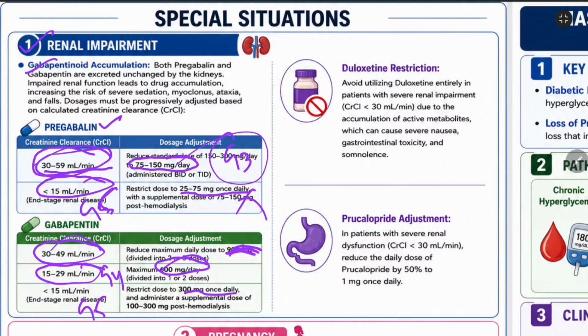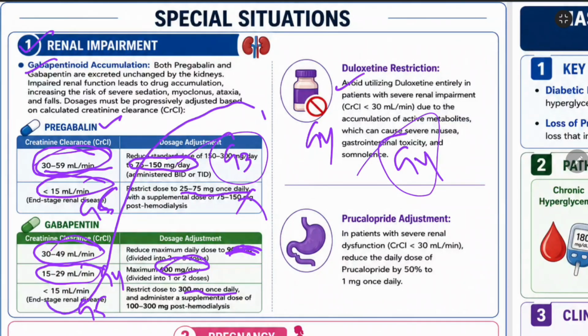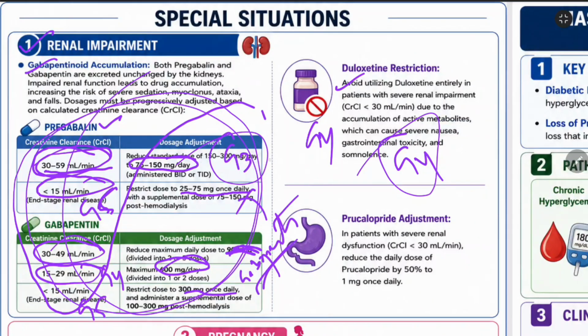Avoid utilizing duloxetine entirely in patients with severe renal impairment in G4 due to the accumulation of active metabolites, which can cause severe nausea, gastrointestinal toxicity, and somnolence. So in G4 you should avoid this one, but you can use carbamazepine in all stages by reducing the doses. Easy to use is gabapentin because the dosage is easy, or we can also use pregabalin. Prucalopride, in G4 we should reduce the dose to 1 mg.